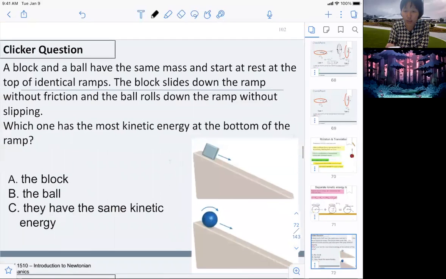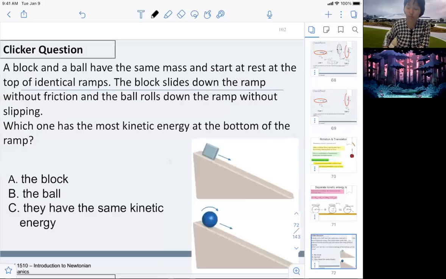So by doing this, there are quite a range of problems we can answer. For example, here I have a question. You have a block and a ball. So the block can only do a translational motion. It cannot spin, right? So the block simply slides down the ramp. There's no friction. And the ball could spin. So the ball will roll down the ramp without slipping.